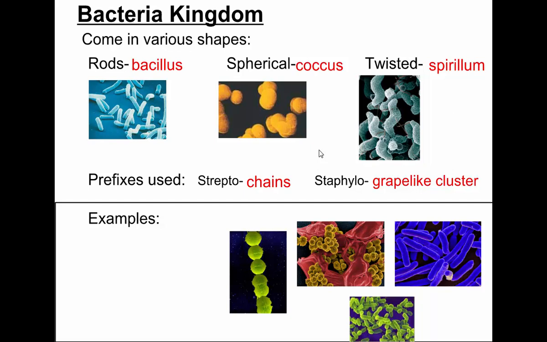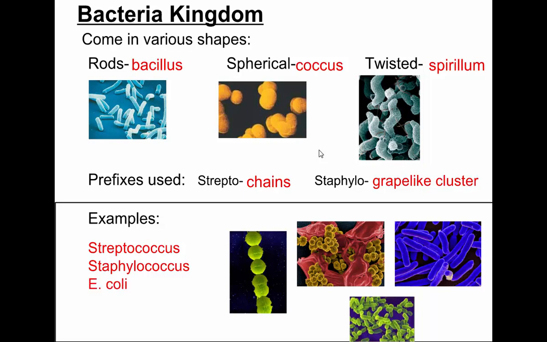So look at these pictures. This one is a bunch of these spheres linked together in a chain. Can you guess what it's called? Yes, Streptococcus. This is a bacteria that causes strep throat. This also spheres, but in little clusters. That's called Staphylococcus. That's what causes staph infections. So if you've ever heard of somebody having a staph infection, often a skin infection. Those are clusters of these round spherical bacteria.